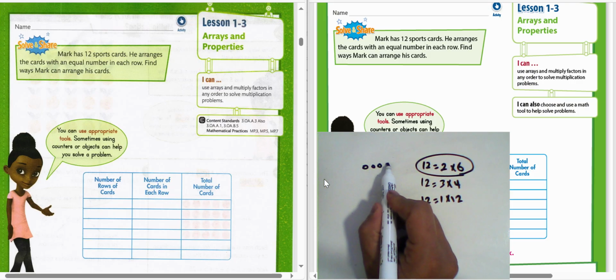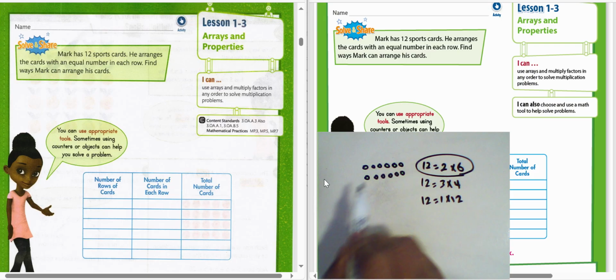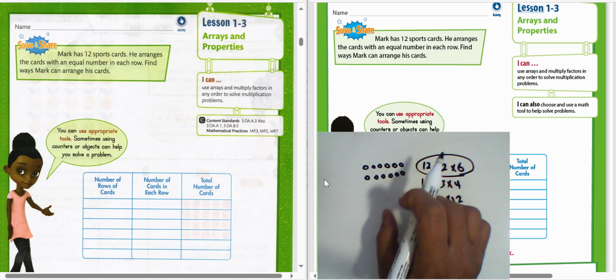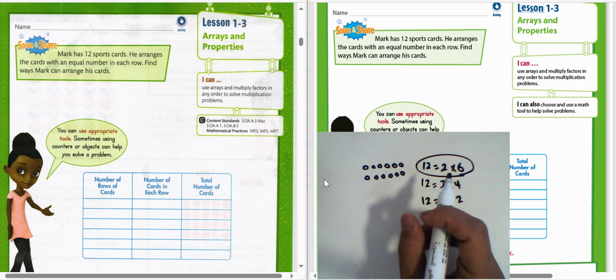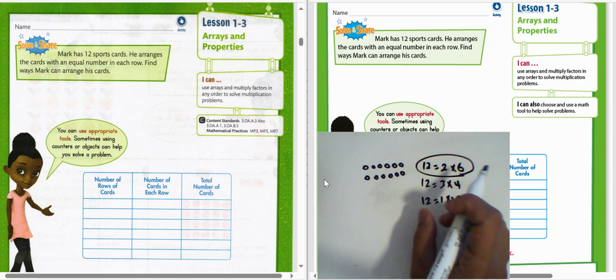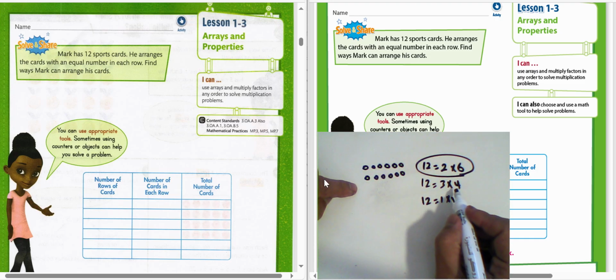1, 2, 3, 4, 5, 6. 1, 2, 3, 4, 5, 6. So you can arrange the total number because Mark has 12 sports cards. He arranges the cards with an equal number in each row. Find ways Mark can arrange, this way or this way.